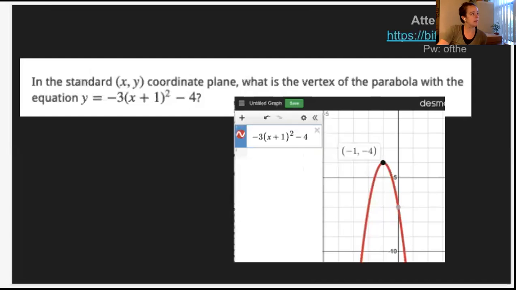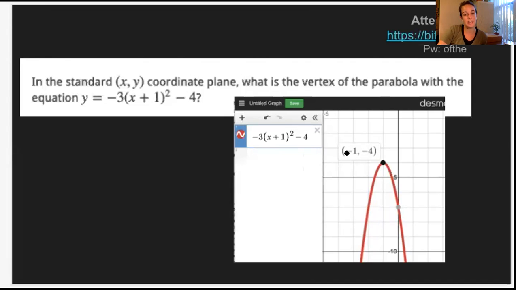Okay, also wanted to talk about this one here. This was our other missed question. In the standard XY coordinate plane, what is the vertex of the parabola with this equation? I'd say the easiest way to do this problem is to just type this equation into Desmos and click on the vertex to see what the number was.